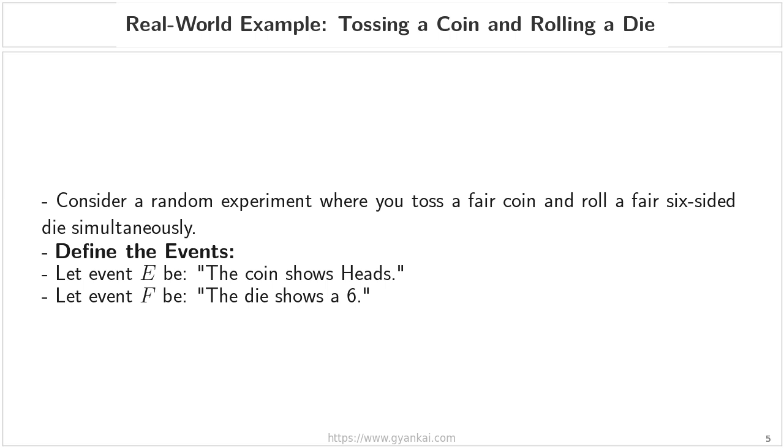Now that we have established the theoretical definition of independence, let's move away from abstract formulas and look at a concrete, real-world example to see this principle in action.